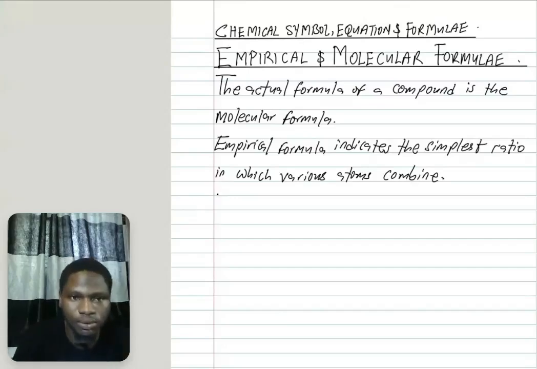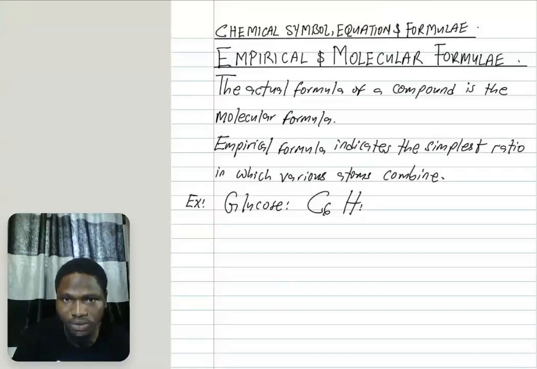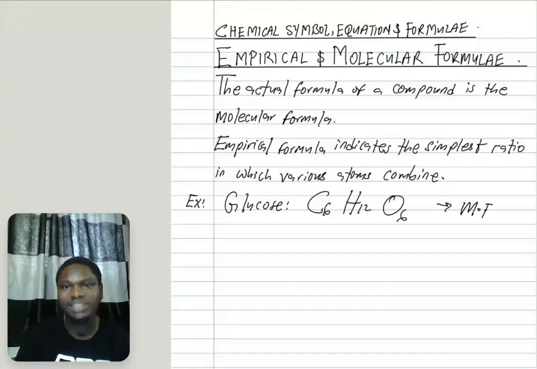Example, check it out. See the chemical formula of glucose. Glucose is what? C6H12O6. You see this formula, it is the molecular formula. It is the actual formula of glucose.